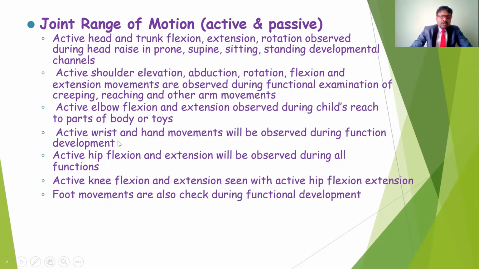Next, active elbow flexion and extension are observed when the child reaches for parts of the body or toys. If we give toys or any other objects, the baby will try to hold them. We can see flexion, extension or rotation movements. Active wrist and hand movements are also observed during functional development. Active hip flexion and extension are observed during all the functions. Active knee flexion and extension are seen in the active movements. Foot movements are also checked during functional development.